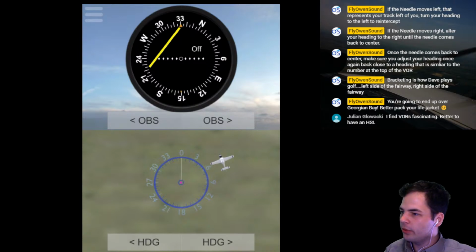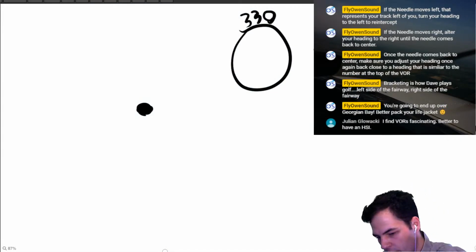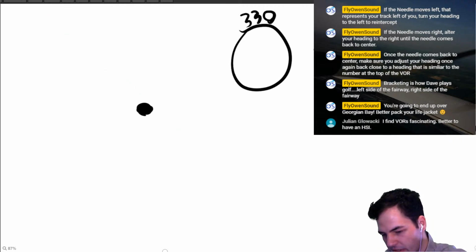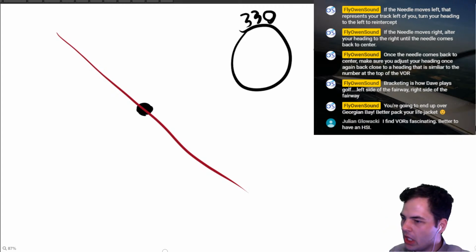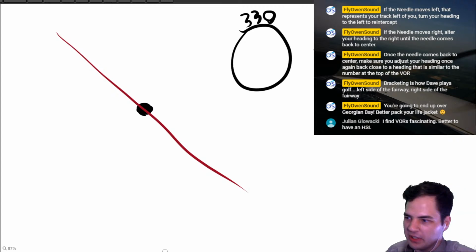So let's say I have 330 at the top of my OBS. That is between north and west. So my radial, my line coming out of the VOR, is going to be northwesterly, right? So something like this. I will center it on the VOR. Okay, so my line is 330. It's going northwest, and in this case, not quite 330. It's a little bit less.